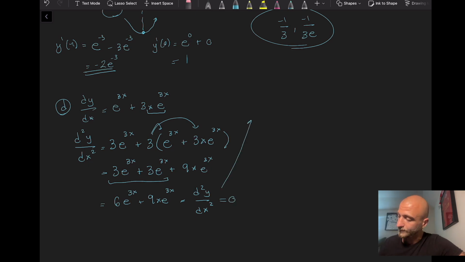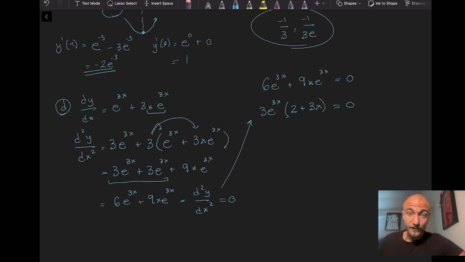So let's go up here. To set this equal to 0, let's just rewrite it to start with. That might be nice. 6e^(3x) + 9xe^(3x) = 0. Just like we did in part C, I'm going to factor out any like terms. In this case, they have a 3e^(3x) in common. Let's factor it out. I'm left with a 2 on the inside plus 3x equal to 0.